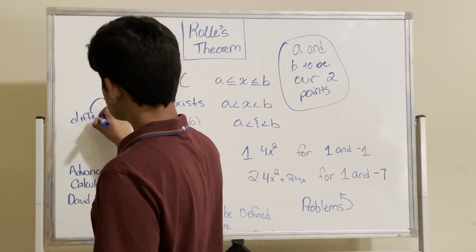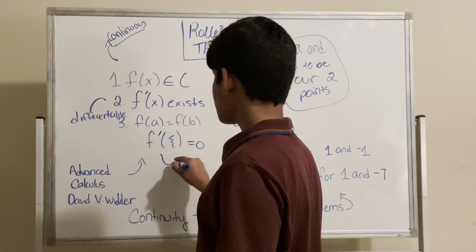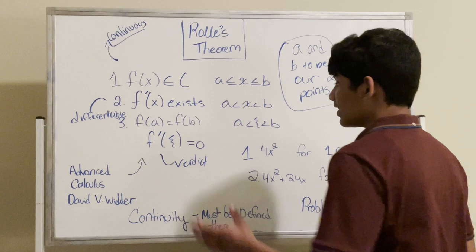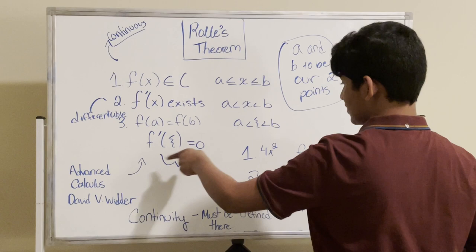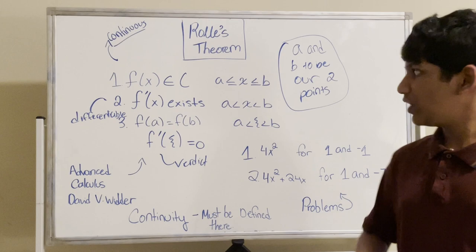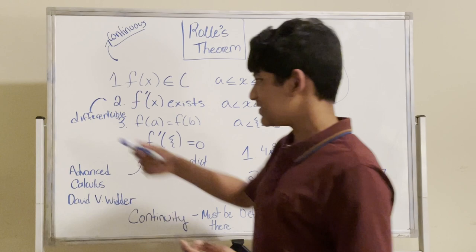And the third and final step we'll call the verdict. It states that if the y values are the same, then there's going to be a point, which is in A and B, that if we take the derivative and plug it in, it'll equal zero. That's essentially what Rolle's theorem is saying. Now you might be wondering, what is continuity or continuous? What is differentiability or differentiable?